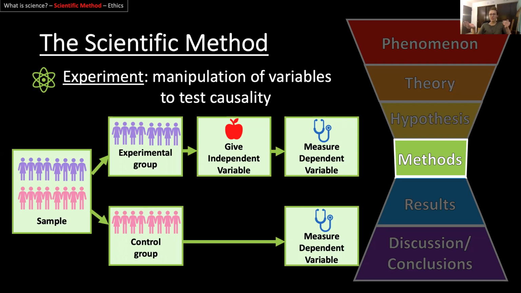So say we did the study in this schematic. Say that the purple people in the experimental group had fewer doctor visits than the pink people in the control group. What would you be able to conclude? Could you say that, yep, it's the apple? The apple a day keeps the doctor away.